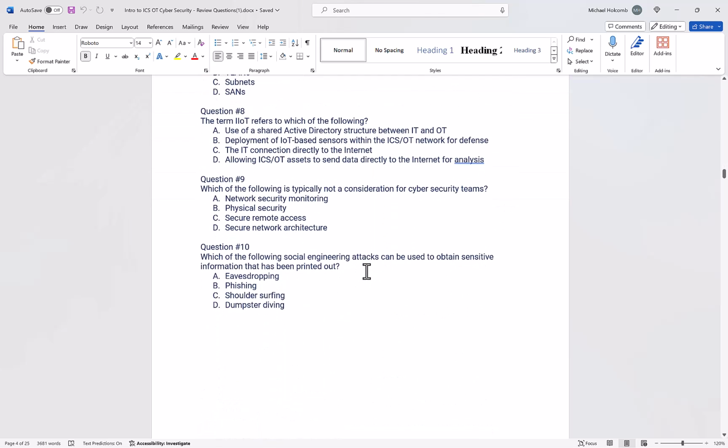Let me scroll down a little bit more. So question number 8, the term IIoT refers to which of the following? Remember, IIoT stands for Industrial Internet of Things, which we talked about in the course can be a couple of different things to different people. But at a high level, the idea is anytime we take the OT network or an asset on the OT network and connect it to the internet, then that essentially becomes IIoT, whether we realize it or not.